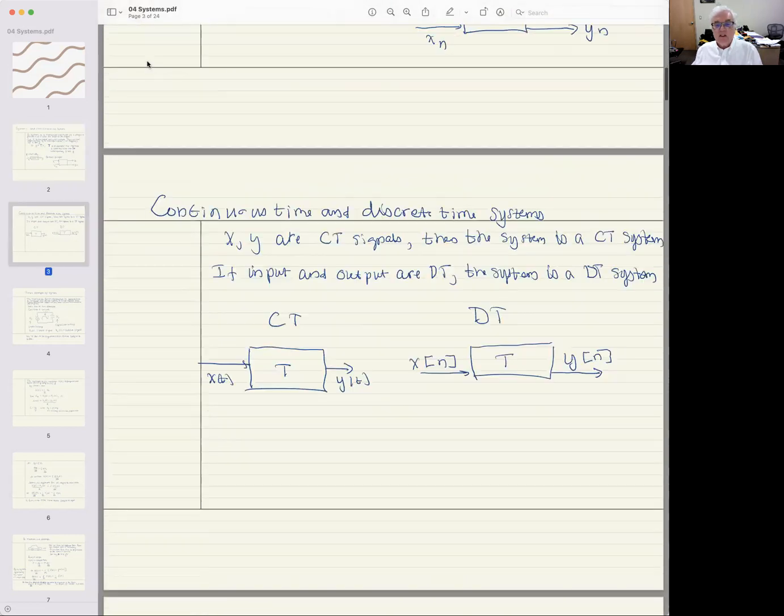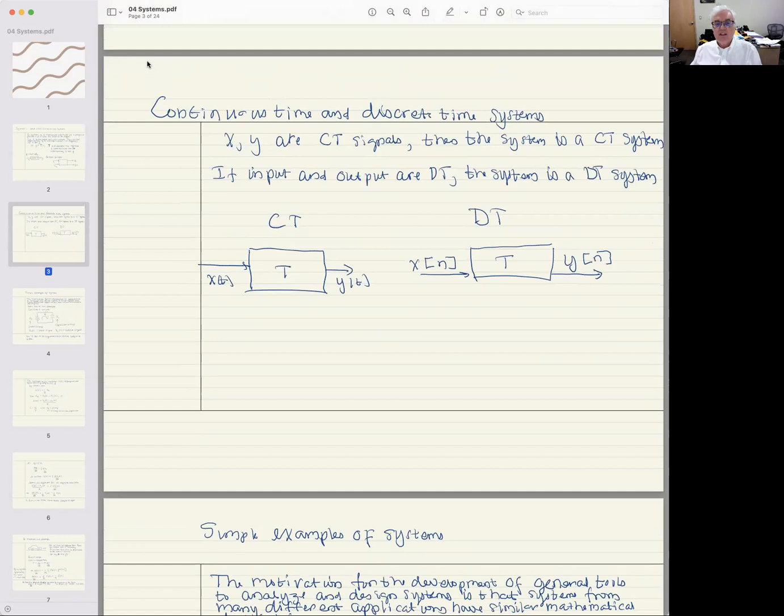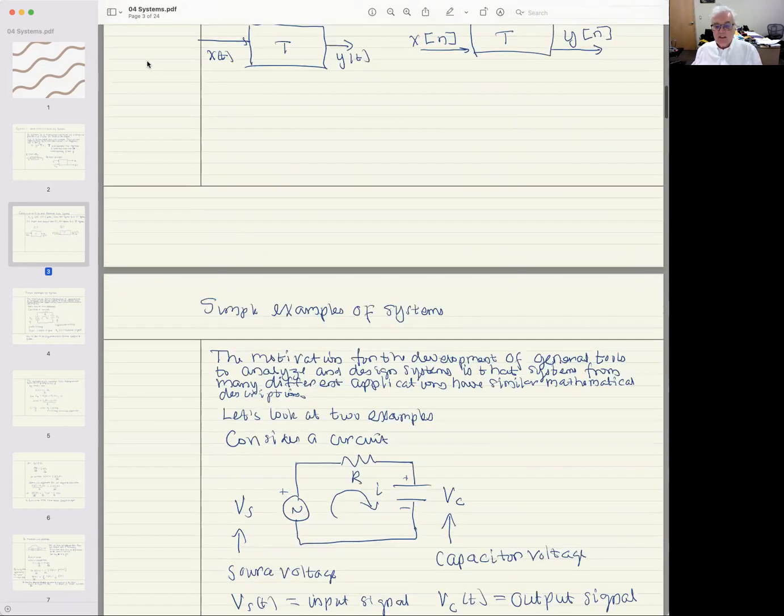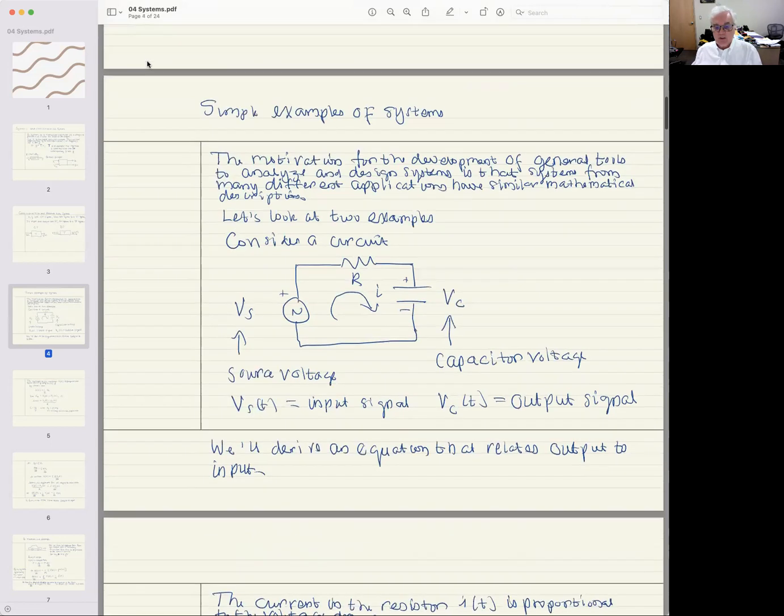Then we can look into a variety of sorts of systems. If we look at a continuous time system and a discrete time system, we could look at different sorts of outputs: one, continuous data, or two, sequences of data. And again, those are the pictorial representations. Then what I'm going to do is look at some examples of systems.